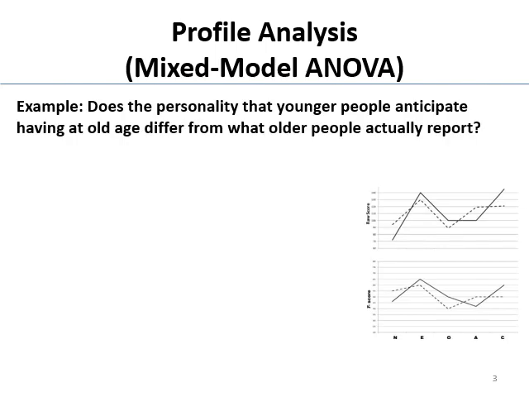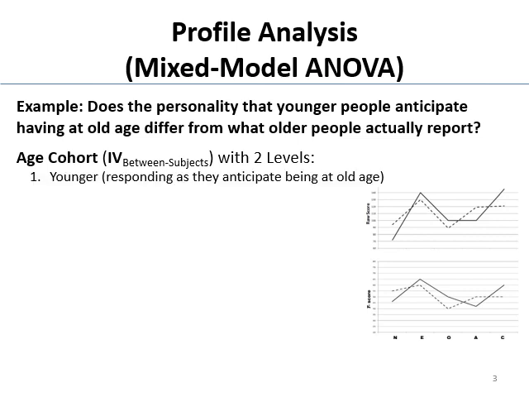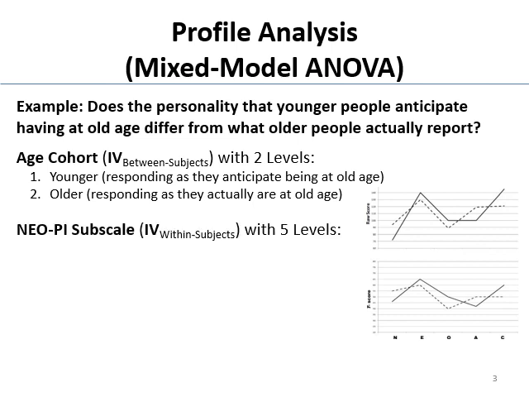So, for example, does the personality that younger people anticipate having at old age, measured by the NEO PI, differ from what older people actually report? Good question. So in this particular study, you've got age cohort, and that's a between subjects independent variable. It's got two levels, younger, so it's younger people responding what they think they're gonna be like at an older age. So take this NEO PI, how you think you would respond at an old age. The other level of the between subjects independent variable is actual older people who are responding at that older age. So we're gonna compare how younger people thought they would be personality-wise to what old people actually report being.